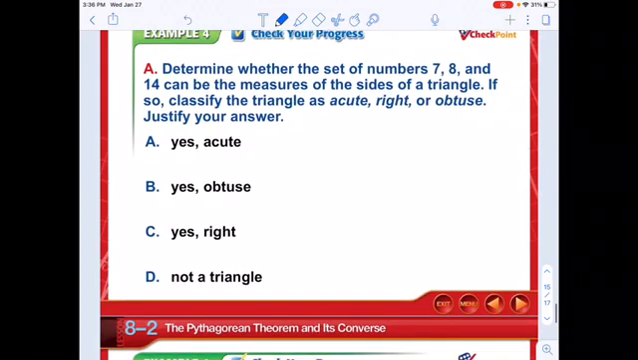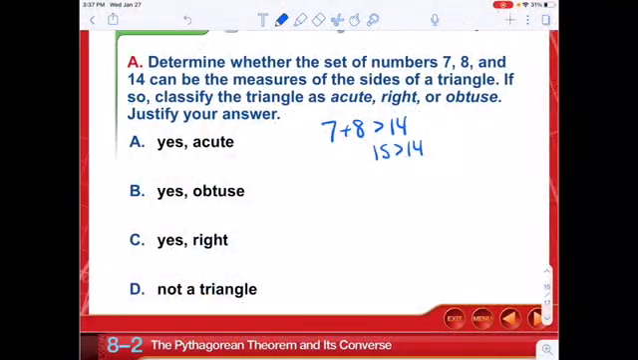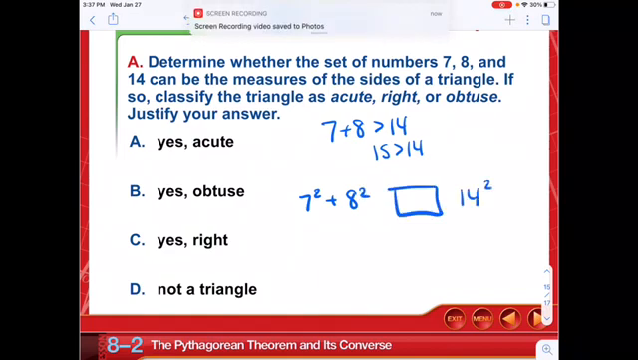And lastly, determine if these can be the measures of a triangle. If so, classify it. So we need to check 7 plus 8 has to be greater than 14. That does check out. 15 is greater than 14. So now we need to decide if it's acute, right, or obtuse. So 7 squared plus 8 squared is something to 14 squared. We have to figure that out. Notice, I know that this has to be the one by itself because it is the biggest side. The hypotenuse is always the biggest, if, of course, it is a right triangle, okay?